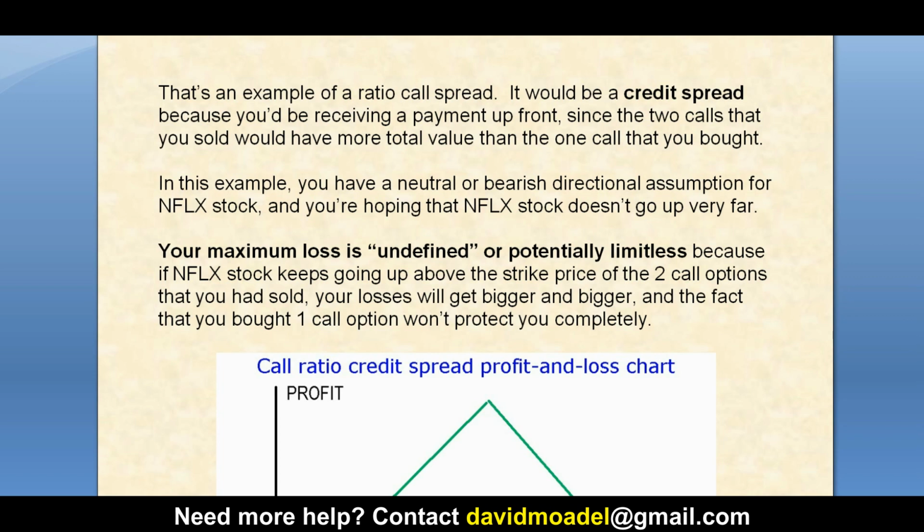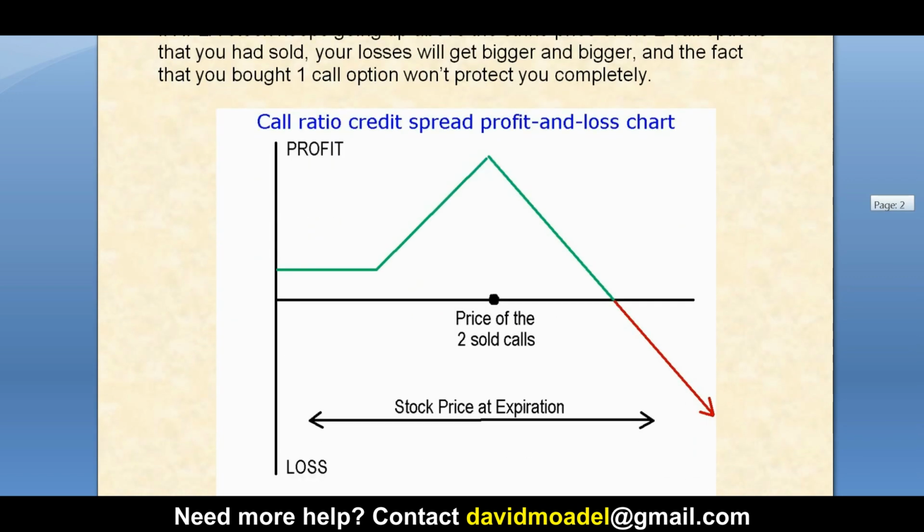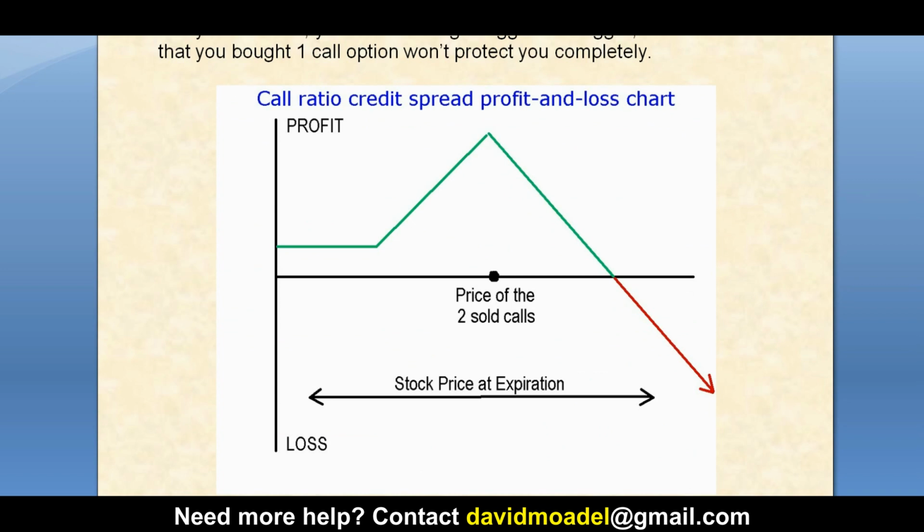And in this case, your maximum loss is not just very large, it's actually undefined, which is a way of saying that it's potentially limitless losses. Because if Netflix stock keeps going up above the strike price of the two call options that you had sold, your losses will get bigger and bigger, and the fact that you bought one call option won't protect you completely. And I drew a little chart here. This would be an example of a call.